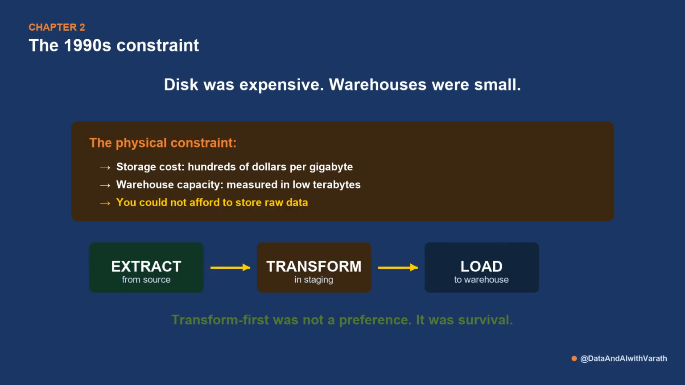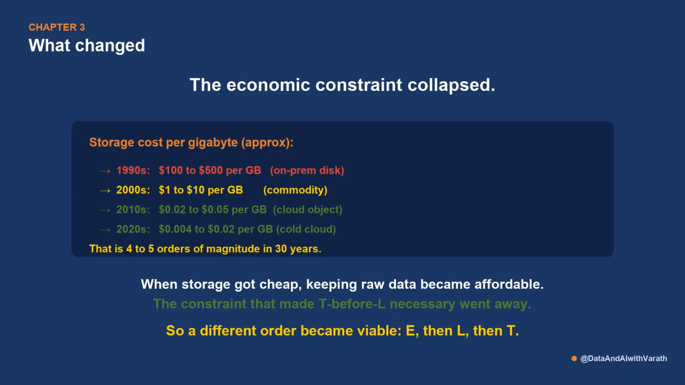To understand the shift, start with the constraint that made ETL the only option. In the 1990s, disk was expensive, hundreds of dollars per gigabyte. Warehouses were measured in low terabytes. You could not afford to land raw source data. You had to transform it first, filter it aggressively, aggregate it aggressively, then load only the shape you needed. Extract, then transform in staging, then load into the warehouse. Transform first was not a preference. It was survival.